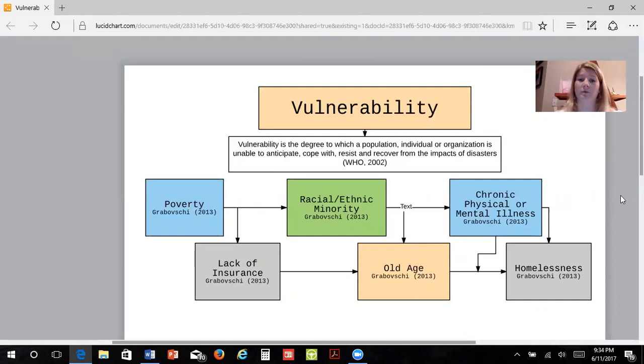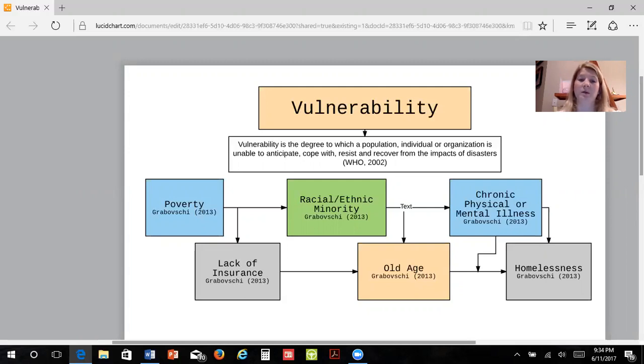Vulnerability, defined by the WHO, the World Health Organization, is the degree to which a population, individual, or organization is unable to anticipate, cope with, resist, or recover from impacts of disasters or stressors. The 6 risk factors that I've identified all seem to revolve around marginalized populations.